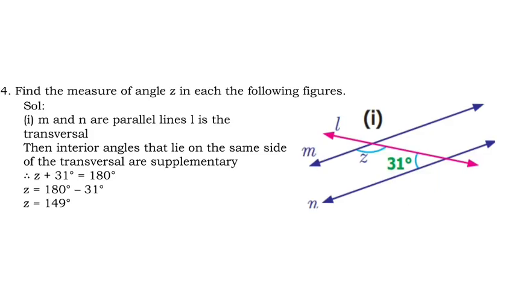Fourth question. Find the measure of angle Z in each of the following figures. Solution. M and N are parallel lines. L is the transversal. Then interior angles that lie on the same side of the transversal are supplementary. Therefore Z plus 31 degrees is equal to 180 degrees. Z is equal to 180 degrees minus 31 degrees. So therefore Z is equal to 149.